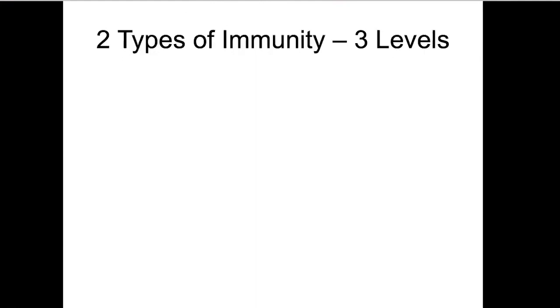Immunity can be divided up into two main types. And within these two types of immunity, there are three levels or three lines of defenses. Let's begin with innate immunity. This is nonspecific immunity. In defining it, let's look at the terms.